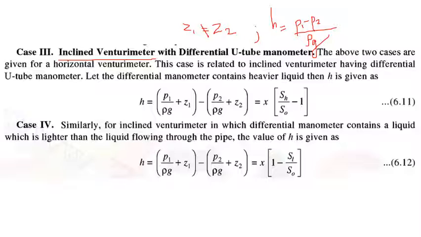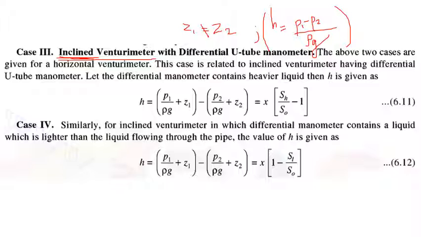This equation did not have the Z term before because Z1 was equal to Z2, as the Venturimeter was horizontal, but now it is inclined. So Z1 is not equal to Z2, and this term has Z2. So (P1 by rho g plus Z1) minus (P2 by rho g plus Z2) is equal to x into (SH by S0 minus 1).